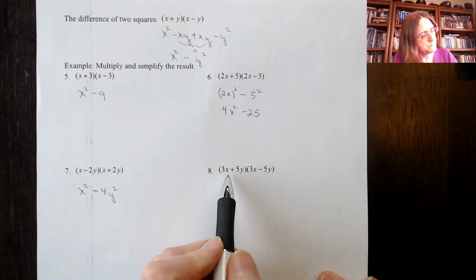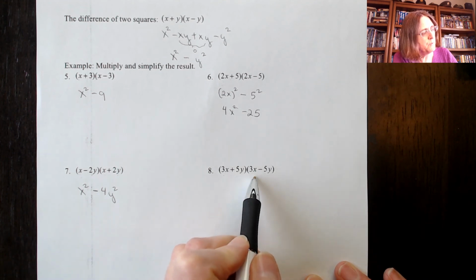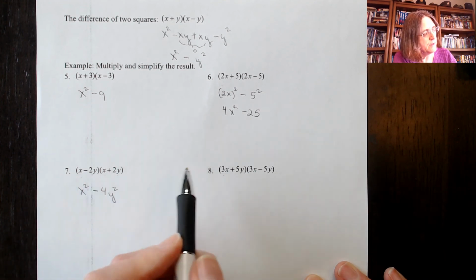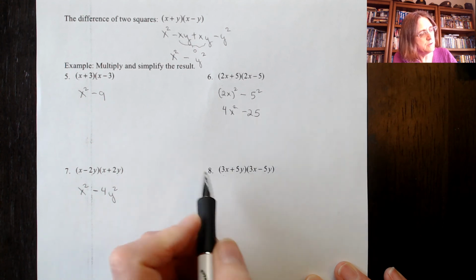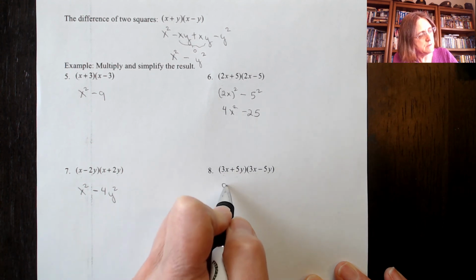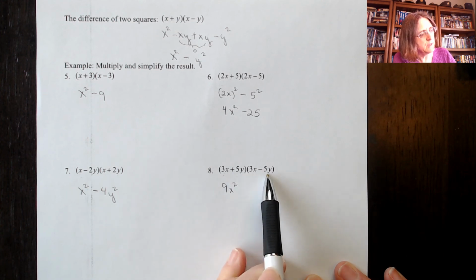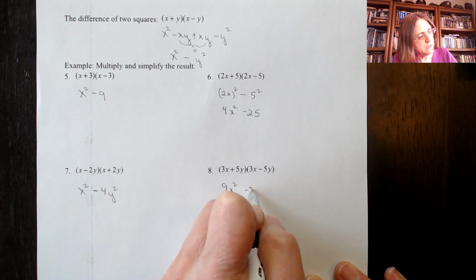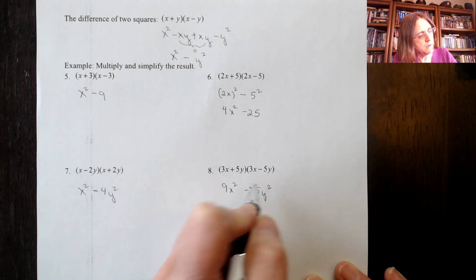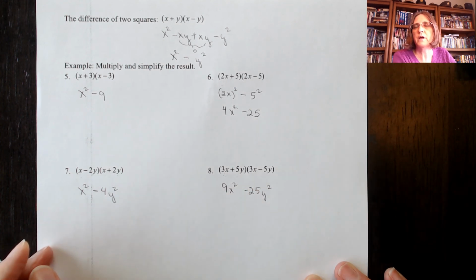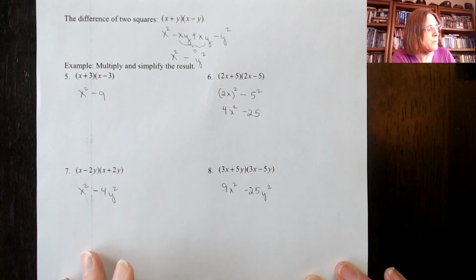One more time. 3x plus 5 multiplied by 3x minus 5. So first, 3x times 3x, 9x squared. And last, 5y times negative 5y is negative 25y squared, with the outer and inner terms adding to 0. That's our lesson on multiplying special products of binomials.